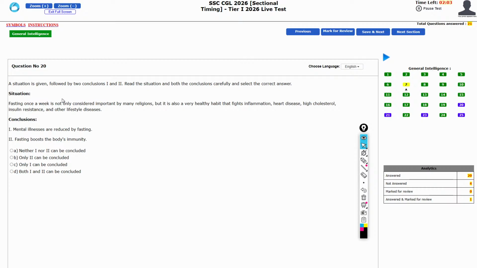Okay, fasting once a week is not only considered important by many religions, but it is also a very healthy habit that fights inflammation, heart disease, high cholesterol, insulin resistance, and other lifestyle diseases. So conclusion, mental illness is reduced. No, fasting boosts body's immunity. Immunity. I mean, technically yes, but I don't think immunity is increased. Lifestyle disease, immunity.